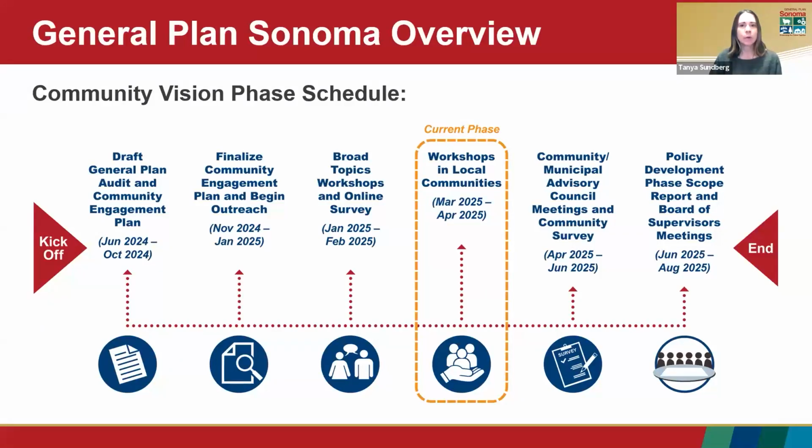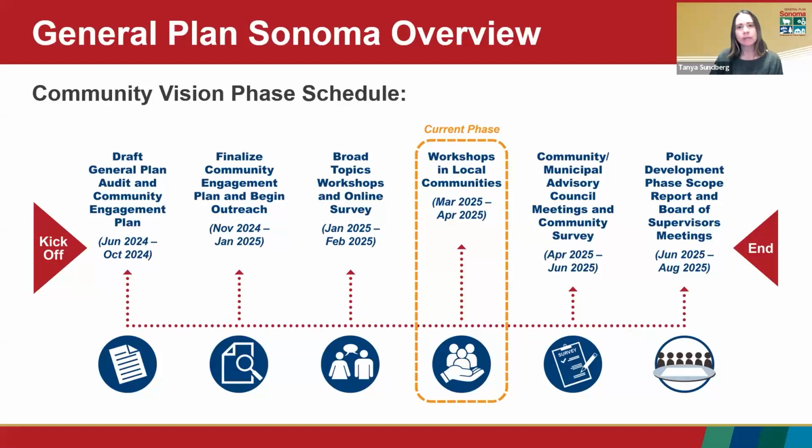So you can see on this slide an overview of the schedule for the first phase of the general plan update. We're calling this phase the community vision phase because it's focused on establishing a shared community vision for the future of the county. So we kicked off the project last summer with some background and planning work. And then in January and February, we kicked off our community engagement with a set of community workshops that were centered around broad topics that the general plan will address. We also launched in January an online community visioning survey, and that's going to be open throughout the spring.